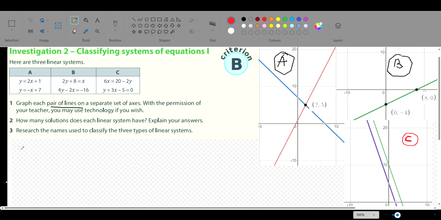Now come to question 2. How many solutions does each linear system have? Explain your answer. You know the things here? Is it clear? Question number 2? All right. What are you going to answer for the third one?